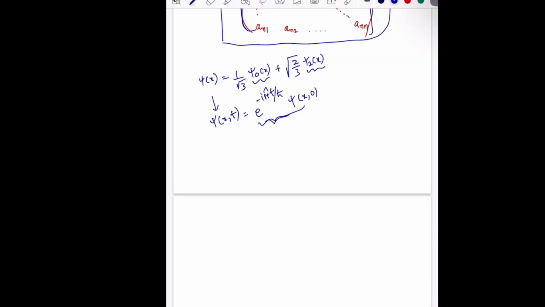N equal to 2. No, I mean, see, this is the ground state, right? For the harmonic oscillator, this is psi 0 of x, the ground state. This is the first excited state, and this is the second excited state. For the ground state, n is 0, so this is n equal to 1, and this is n equal to 2.